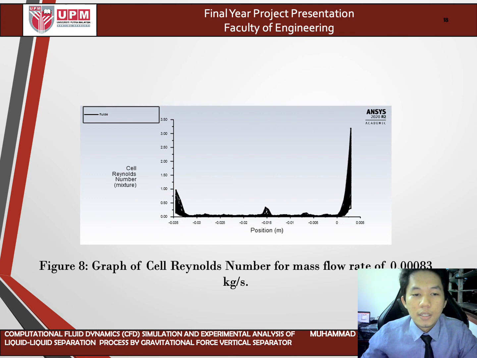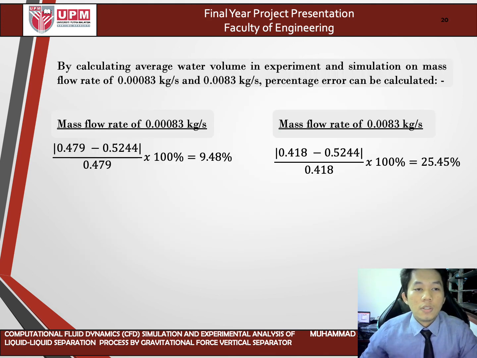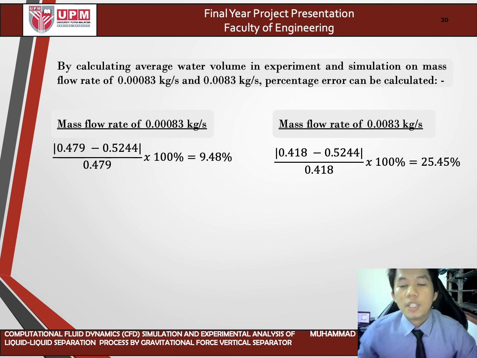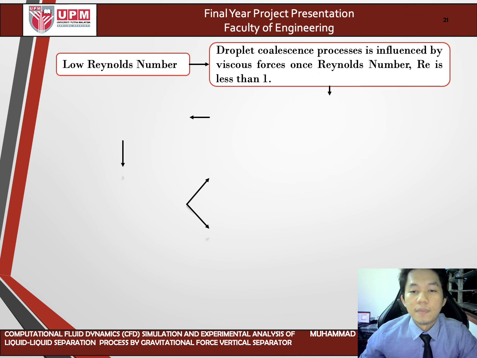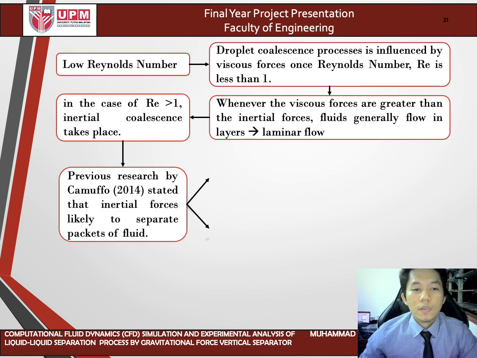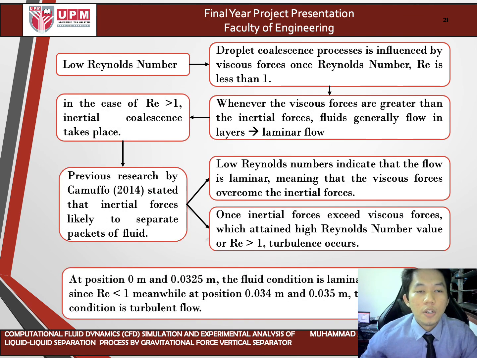So this is the graph of the cell Reynolds number. So this is the percentage error by calculating the average water volume in experiment and simulation. So in this project, the percent error is 25.45%. So this is the Reynolds number.